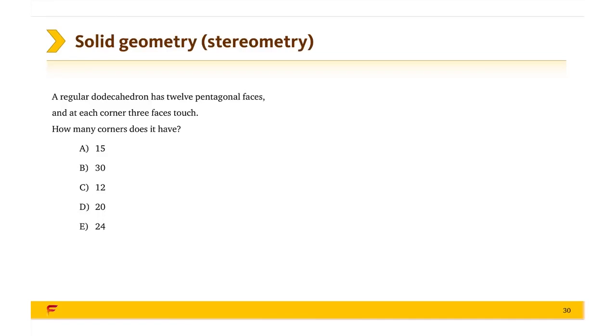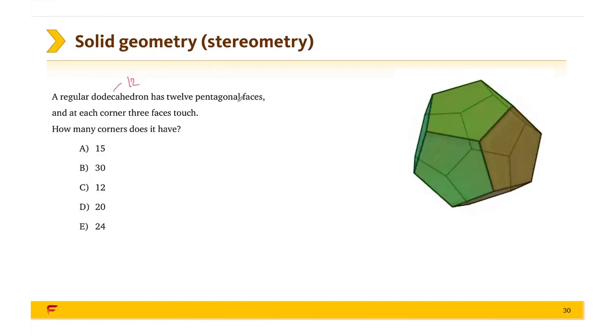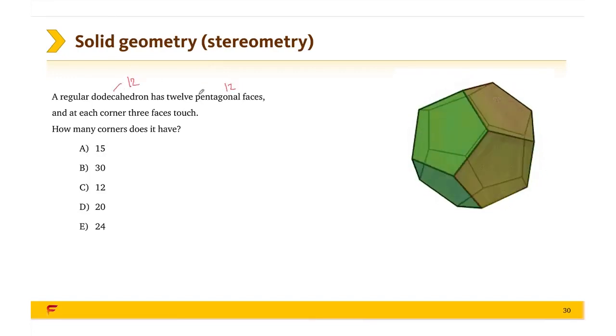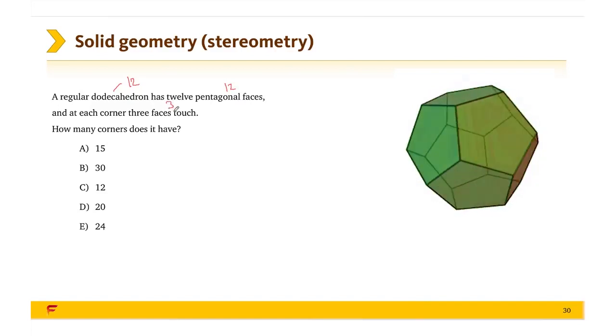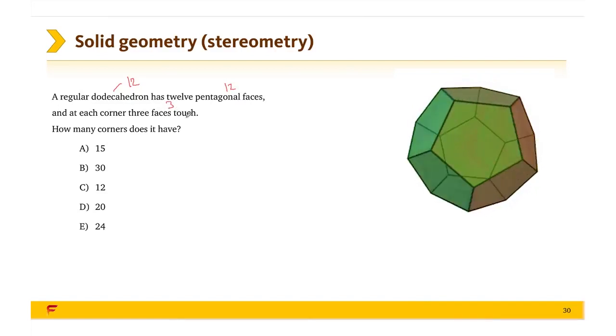Solid geometry is the most complex type of question that you can see overall in geometry, but in the Oliver Wyman test as well. Luckily, we don't really need to draw those complicated things. We just need to read the question carefully and understand what we need to calculate. Here it's pretty simple. A regular dodecahedron, which means 12, has 12 pentagonal faces. Okay, 12 faces. At each corner, 3 faces touch. How many corners does it have?